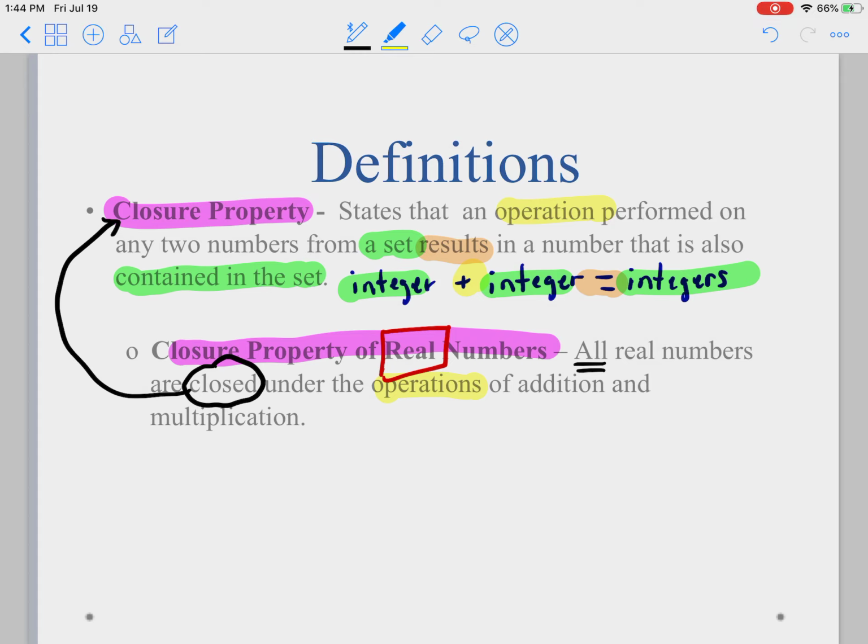The closure property holds for addition and multiplication, meaning that if we take an integer and add another integer, we will get an integer. If we take a natural number and we add another natural number, we will get another natural number. If we take a rational and add a rational, correct, we'll get another rational number. It holds under the closure property for all real numbers.